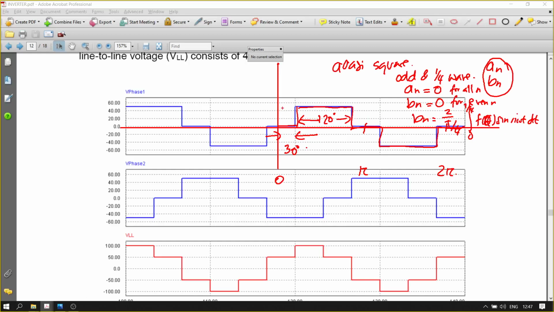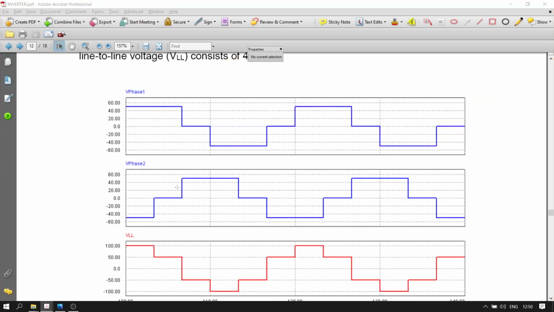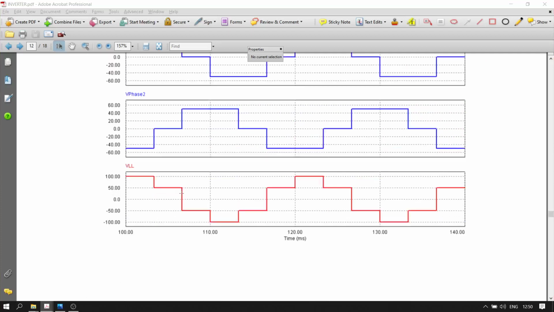So remember, this amplitude actually depends on whether it's a half bridge or full bridge. If it's a full bridge, then this is the input voltage, whatever Vd input. But if it's a half bridge, then Vin over 2 is the amplitude here. Okay, so just to remind you.